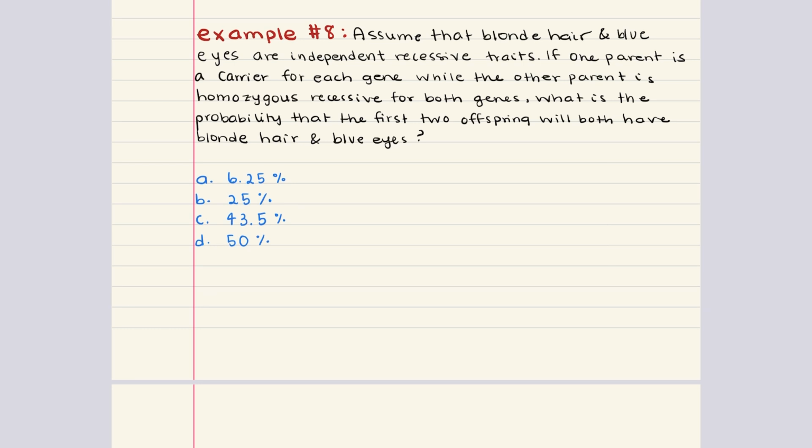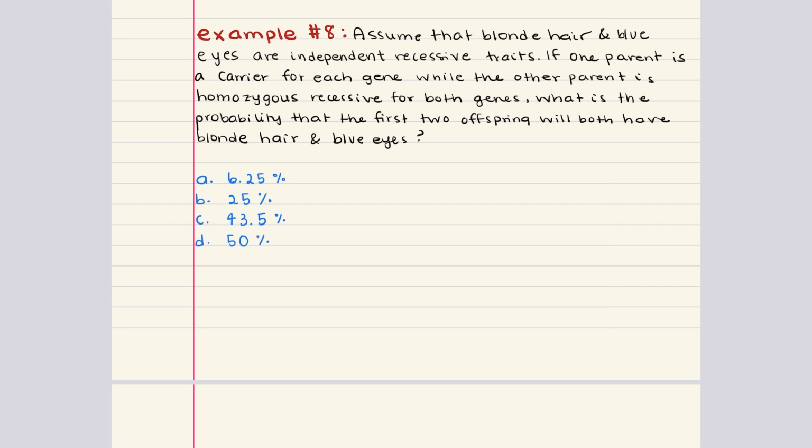To begin, we know that blonde hair and blue eyes are independent recessive traits. This means that the inheritance of one trait does not affect the inheritance of the other. A recessive trait is expressed only when the individual inherits two recessive alleles, one from each parent.